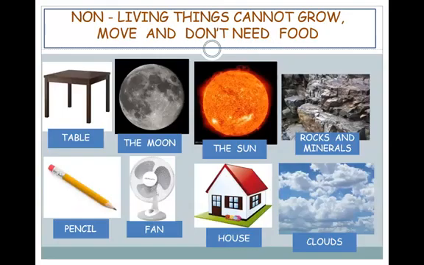In this picture, you can see different non-living things. These non-living things basically do not need food, they don't move, they don't grow, and they don't respond to the changes around them. They don't even produce young ones.